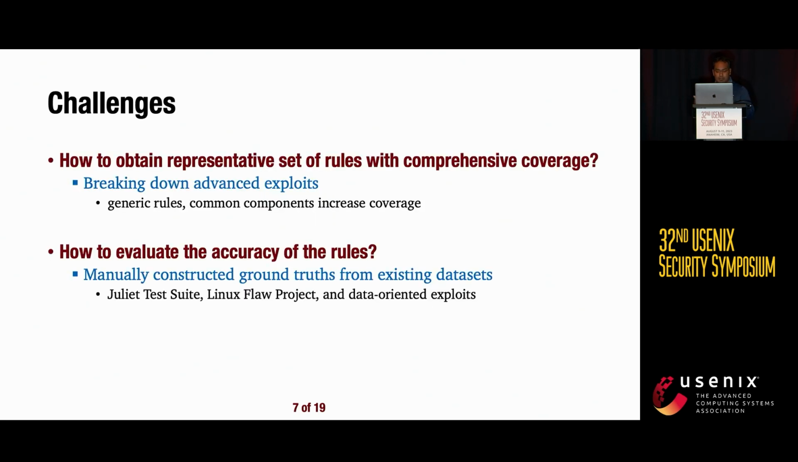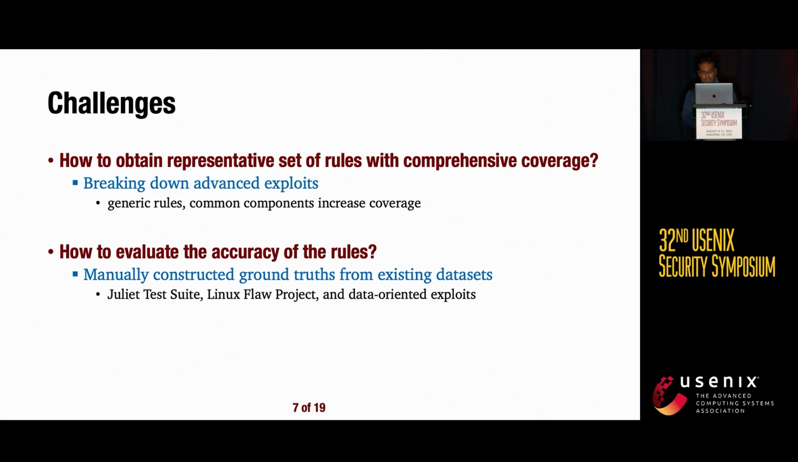Once we say rule-based, the first challenge that we need to overcome is how we can obtain a representative set of rules with comprehensive coverage. The way we solve this challenge is that we break down the exploit strategy into smaller components, and then we deduce our rules from those smaller components. It has two benefits. First, the rules from the smaller components are common enough to be present in multiple exploits. And second, it has the potential to anticipate future exploits.